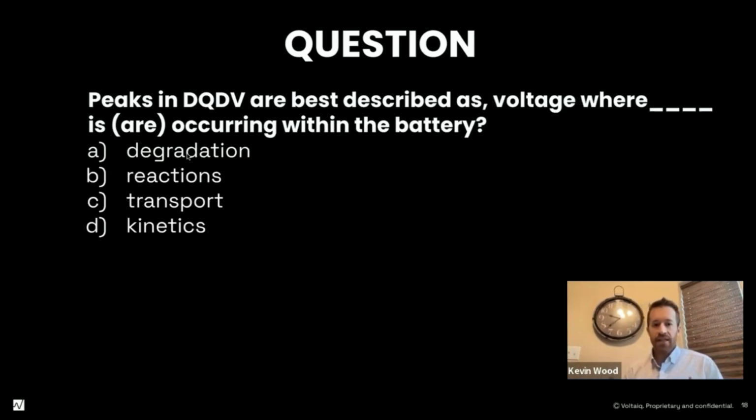Okay, so yeah, dQ/dV, the peaks in dQ/dV, most of the time that the peak itself is associated with a chemical reaction, right? We're talking about it comes from these individual phases. That's the reason that there's a peak in dQ/dV. Now that peak can shift because of kinetics and transport and other properties, which I'll show you here in just a second. But the reason that the peak exists is because of the chemical reaction.